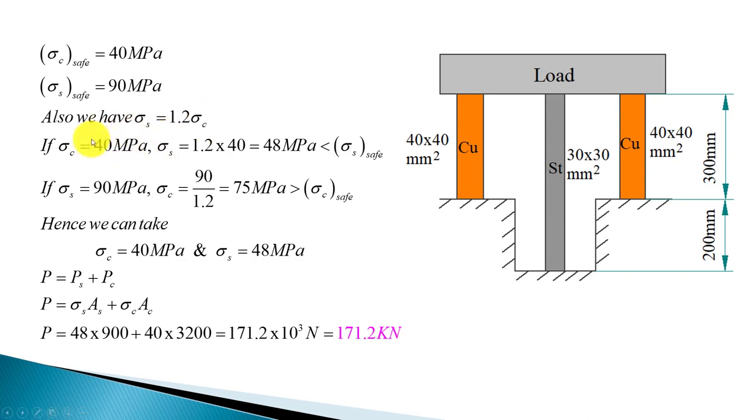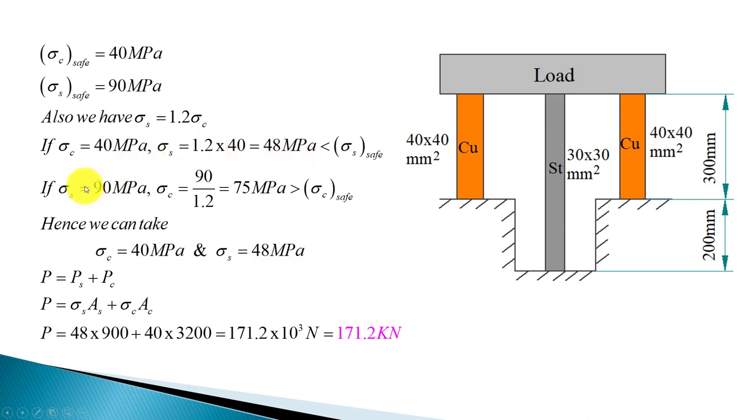Now let us permit the stress in copper to its maximum value, 40 megapascal. So when stress in copper is 40 megapascal, stress in steel will be 48 megapascal. 1.2 times 40, 48 megapascal. And this is less than the safe value of stress, which is 90 megapascal. So these stress values are okay.